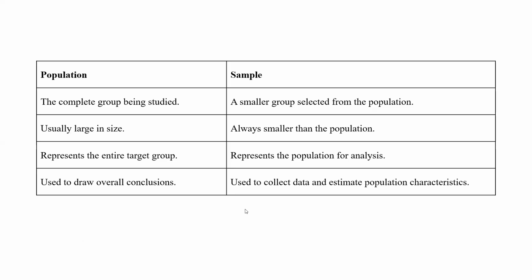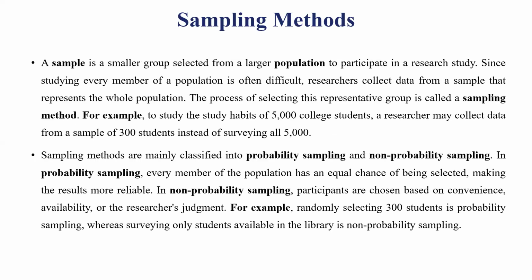Next, what is population and sample? The population is the complete group being studied, and the sample is the smaller group selected from the population. The sample is always smaller in size than the population. The population represents the entire target group, and the sample is a smaller group. The population is used to draw overall conclusions, and the sample is used to collect data and estimate population characteristics.